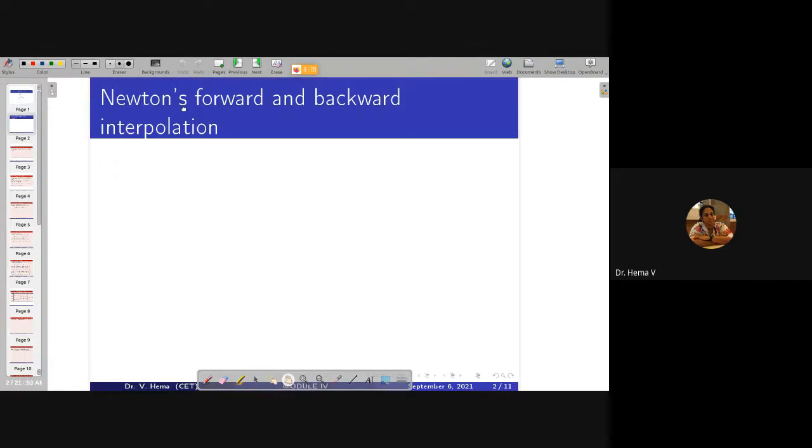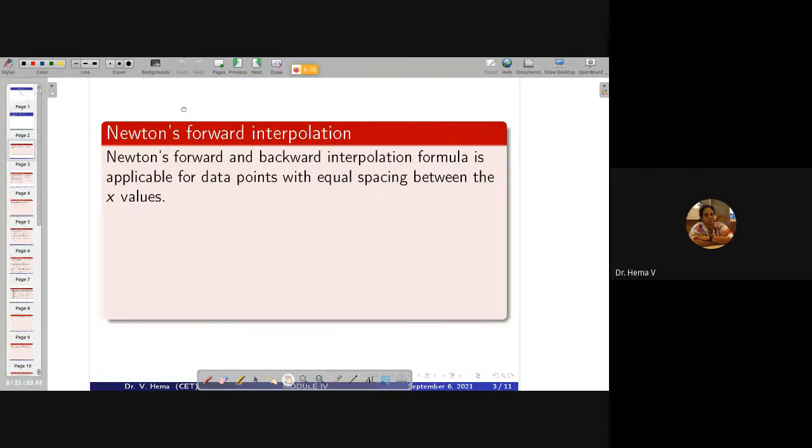So next one I will quickly go through is Newton's forward and backward interpolation method. As I told you, this is also one of the important interpolation techniques. To find the initial values, that is the values in the beginning of the given data values, you will be using Newton's forward interpolation method or forward difference method. When you are asked to find the values towards the end of the given data, you will be using backward difference method or backward interpolation formula. This is applicable to data points with equal spacing.